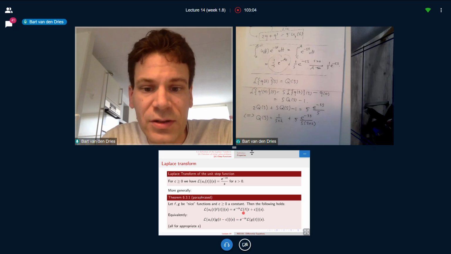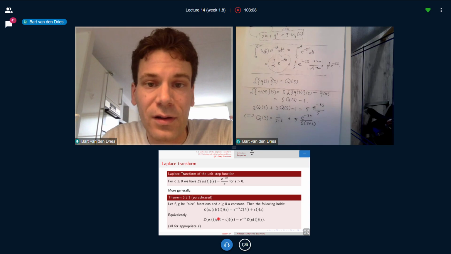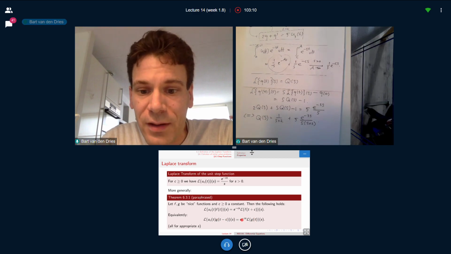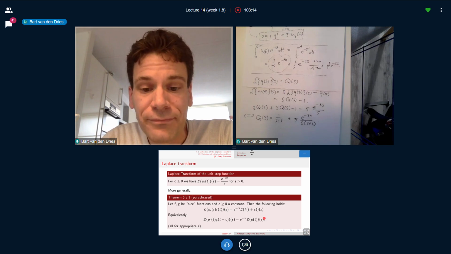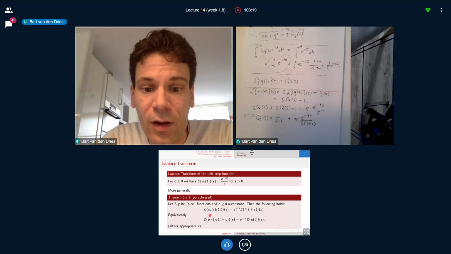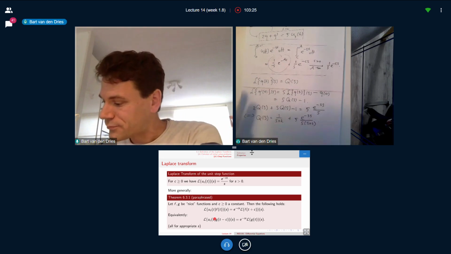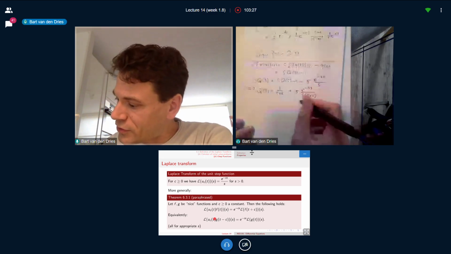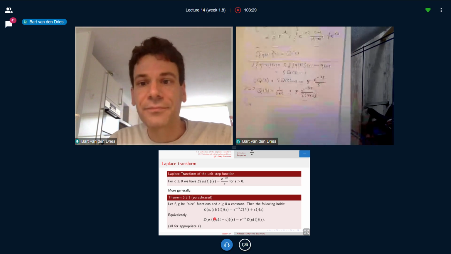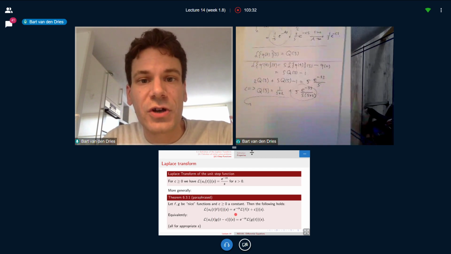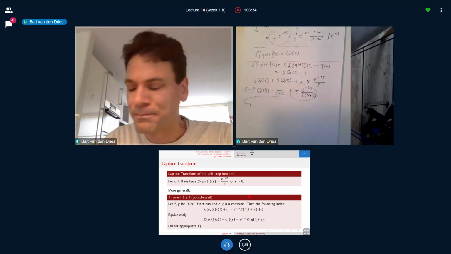So this one is convenient if you want to go from the Laplace domain back to the t domain. If you have e to the power minus s c times the Laplace transform of some function g, then this whole thing is the Laplace transform of the step function times the shifted g. That's what I can use here. Let's focus on this term. Before proving why this is true, I will just show you how you can use it.